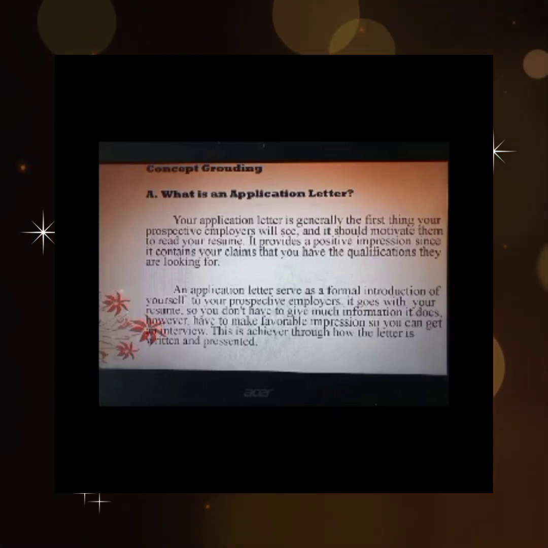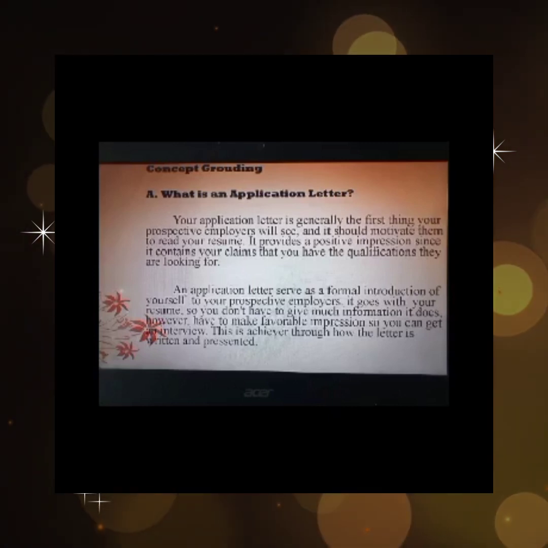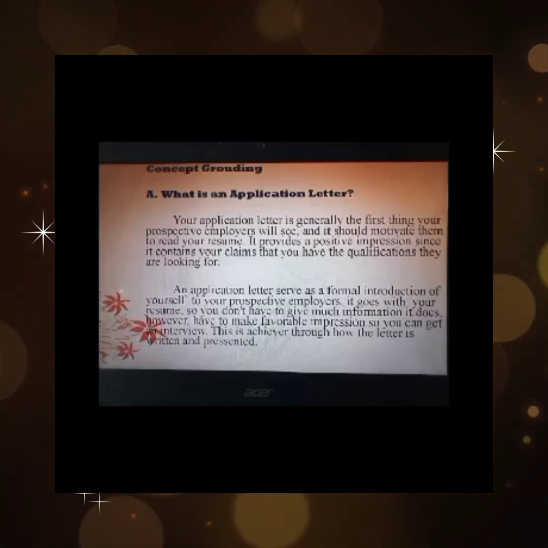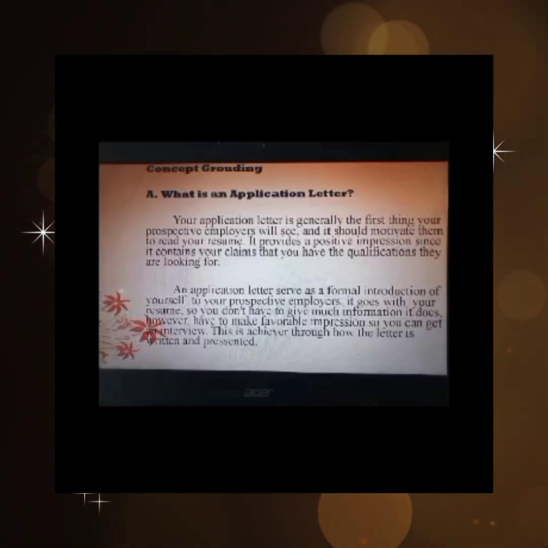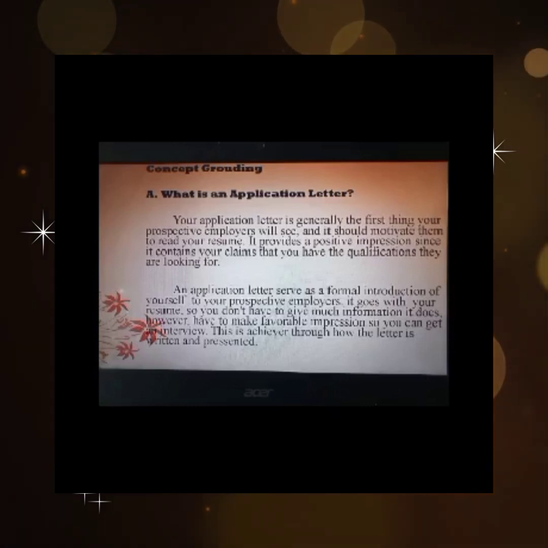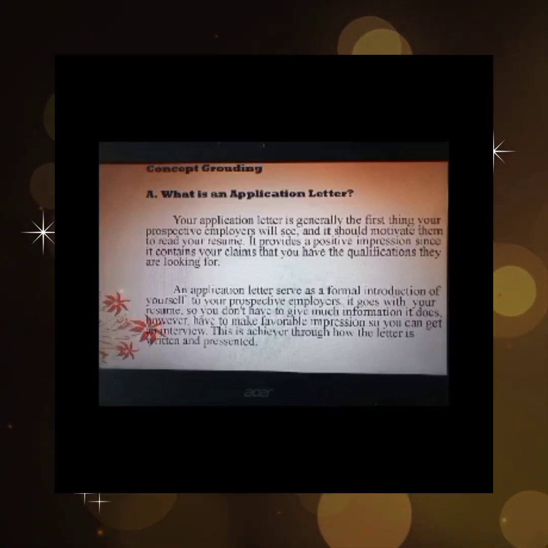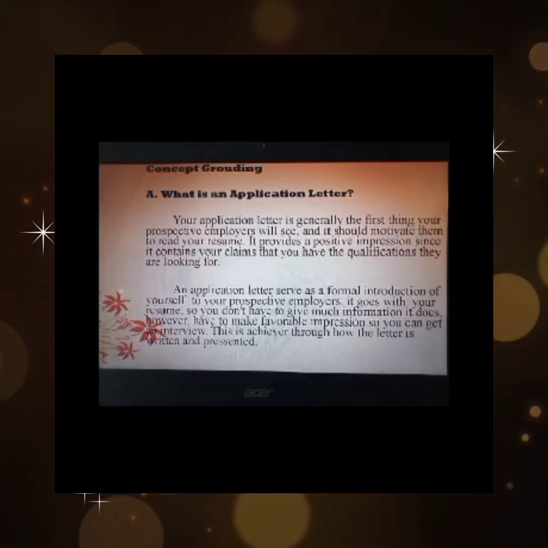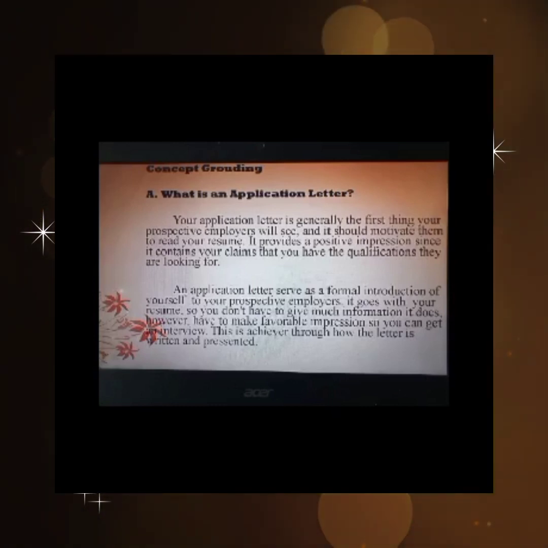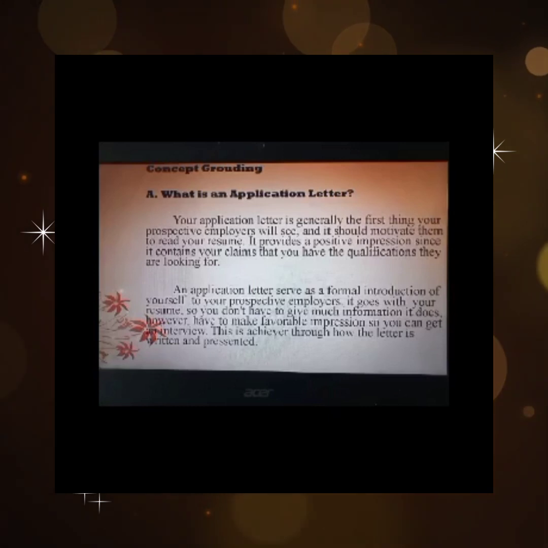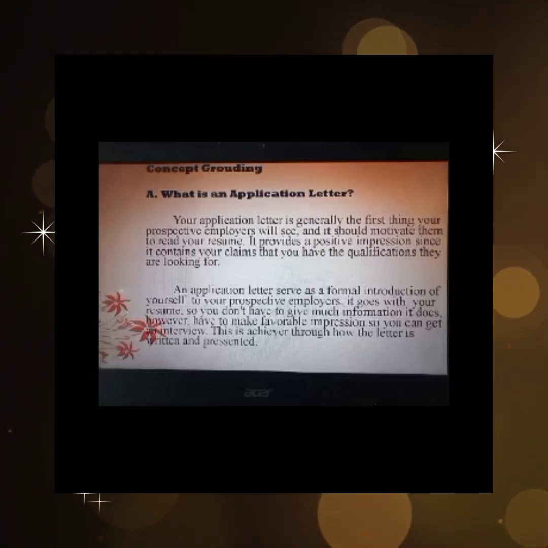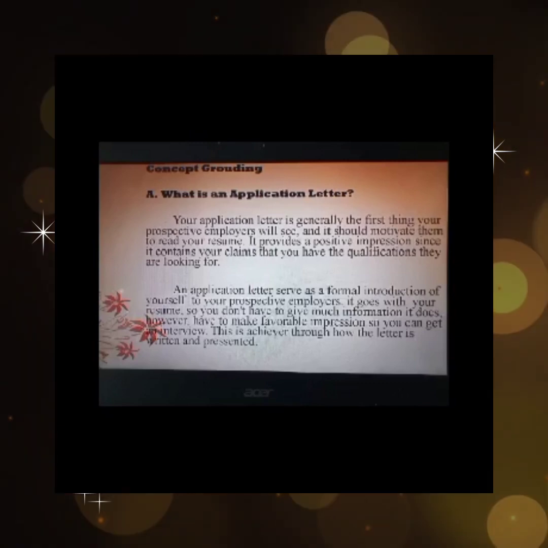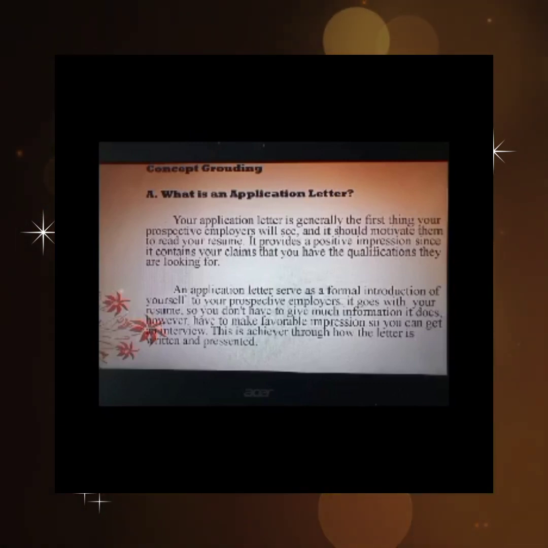So it means you need to put why you need a job, what you can contribute, and what abilities you have that you think will help them to grow. For example, they are looking for someone hardworking, with time management and honesty. Let it show that you are qualified for the position that you are applying for.